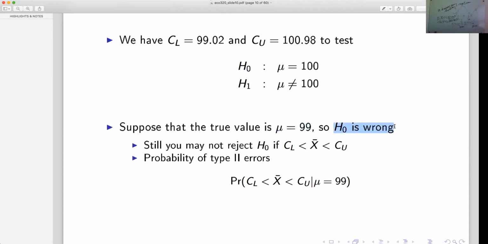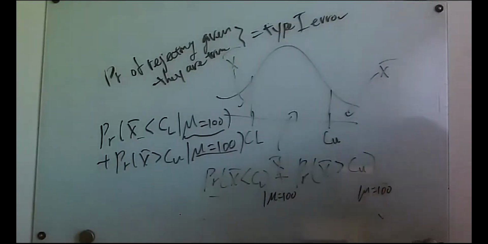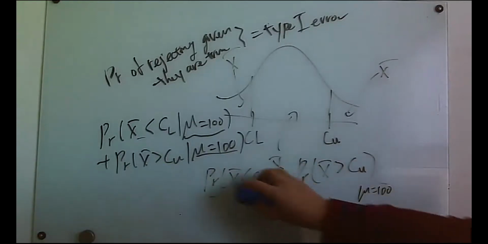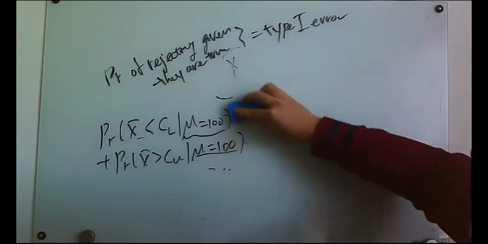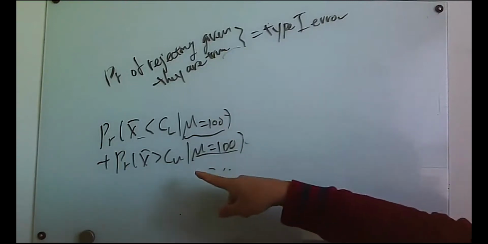So the null hypothesis is wrong, yet you may still not reject the null in this case. The probability of type 2 error is the probability that you should reject, but you do not reject. It's exactly the same topic, so let's come back to this issue again. I told you that this is actually type 1 error, right?